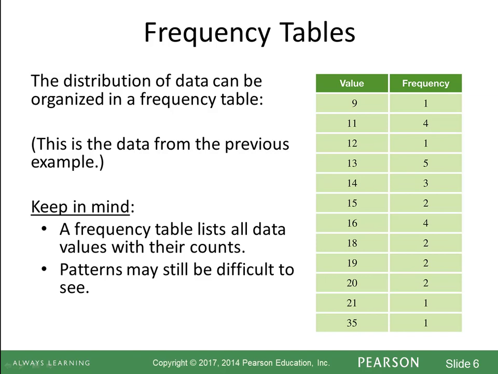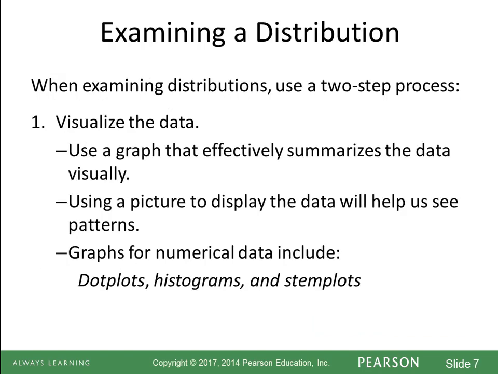Now, do frequency tables help us a whole lot? No, they don't, because it's still difficult to see. So what we do is we try to picture the data, and we do that in different ways of examining the data. We want to visualize it, we want a picture that tells us what's what. Graphs that do that are dot plots, histograms, and stem plots, and we'll look at how to do those in StatCrunch.